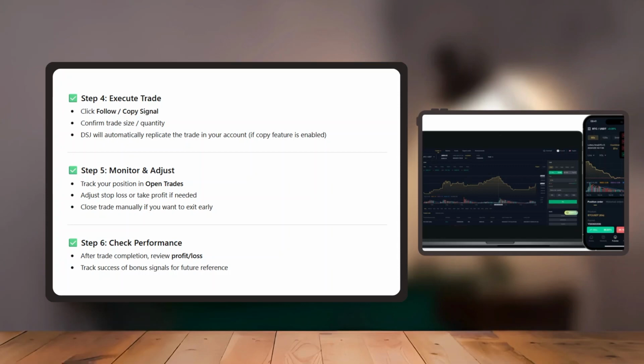After entering the trade, track your position in open trades. You can adjust the stop loss or take profit if needed, and you also have the option to close the trade manually if you want to exit early.